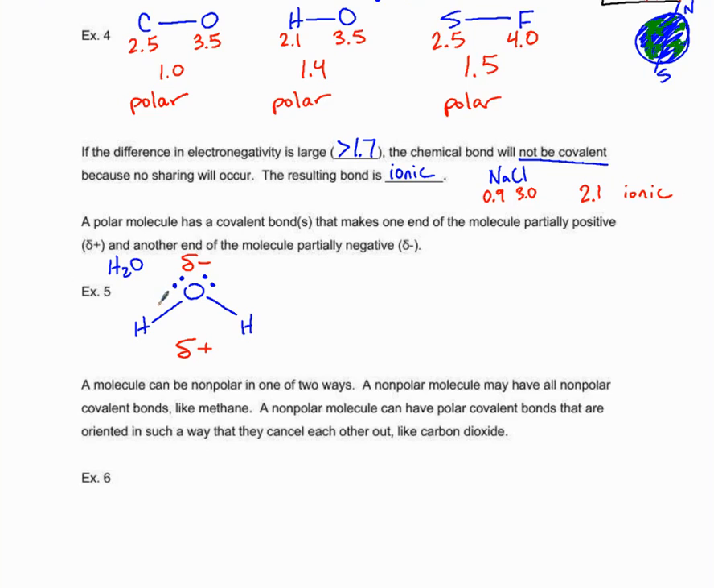Another way to show this is with this little kind of arrow here. And the arrow shows the direction that the electrons are going. It points towards the more electronegative element. And then it's got a little cross here. So you've got like this plus sign with the arrow pointing towards the more electronegative element. Here's another one. Arrow towards the more electronegative. Partial positive, and has a little bit of a plus sign.